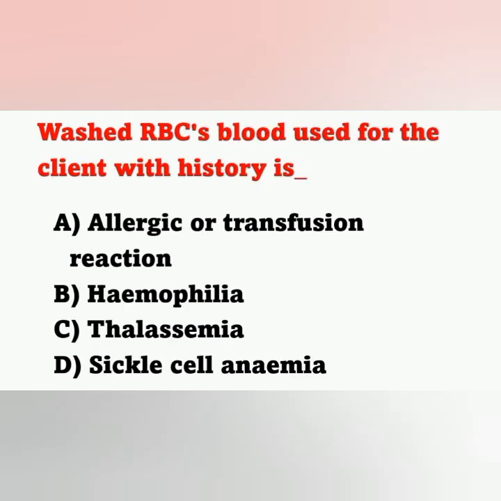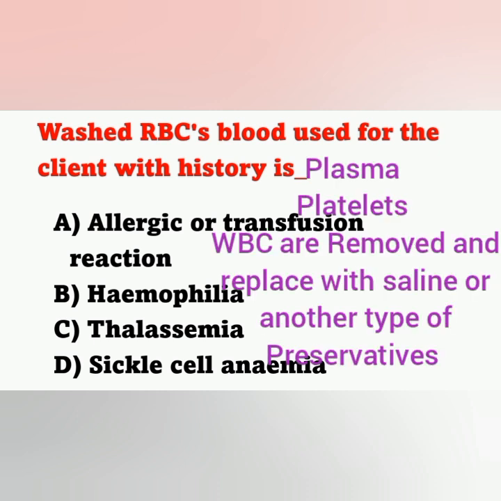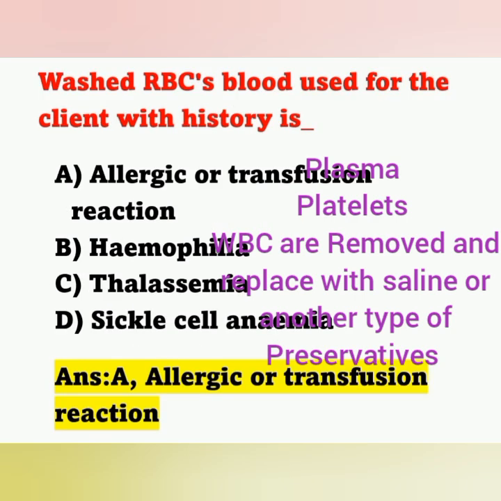And the next question, washed RBC blood is used for the client with history of. Options. Option A, allergic or transfusion reaction. Option B, hemophilia. Option C, thalassemia. Option D, sickle cell anemia. Washed RBC means plasma, platelets and WBCs are removed and replaced with saline or another type of preservative. It is mainly used in case of patients with any allergic or transfusion reaction. Okay, option A is the correct answer.